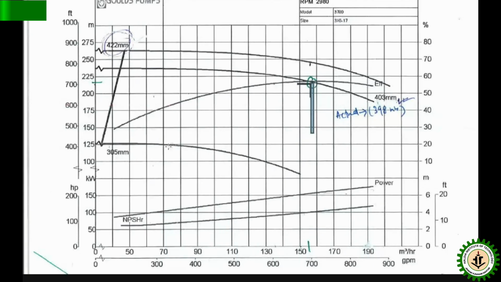In that case, there is a very nice concept in industry called impeller trimming, or in some places impeller size up. In the vendor curve it is given that you can go up to a maximum of 422 millimeter and a minimum of 305 millimeter. Impeller trimming means bringing down the size, like we do hair trimming. If you increase the size of the impeller, it is called impeller size up.